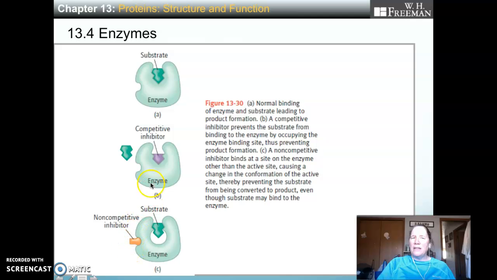This is non-competitive because it's not right at the active site, but it is still changing the shape of the enzyme. So competitive means the active site is blocked, so it can't work. They both do the same thing. They don't allow the enzyme to do its job. Okay. And there's all kinds of things that can cause these. Like I said, medications, illicit drugs, and then you can denature them.